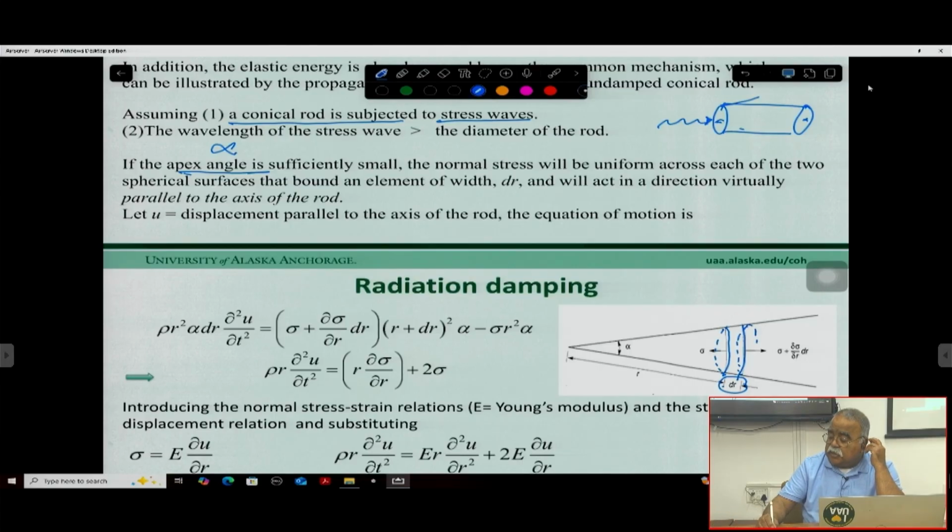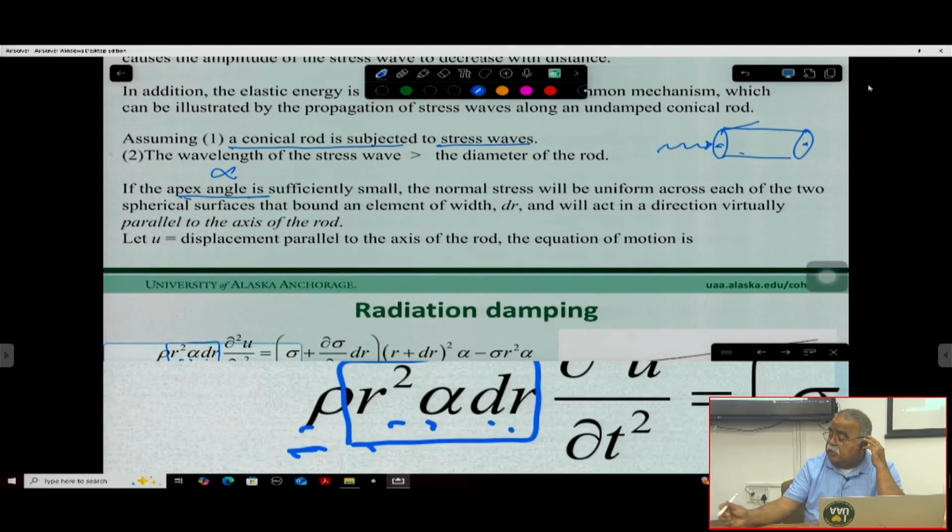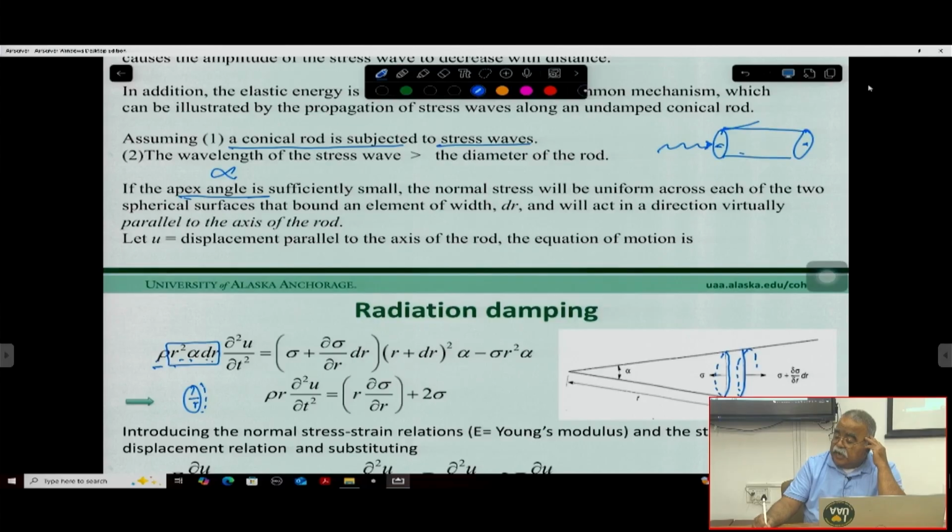So this is equal to rho into the volume, right? So rho into this is equal to mass into acceleration. r square dr is the elementary distance with a dr thickness, which gives the volume. Volume multiplied by rho is the mass, and that mass is taken here as d²u by dt². So mass into d²u/dt², right? And then that is your stress.